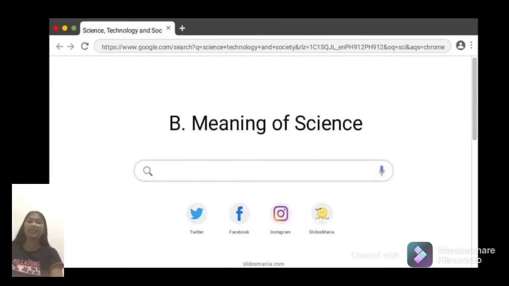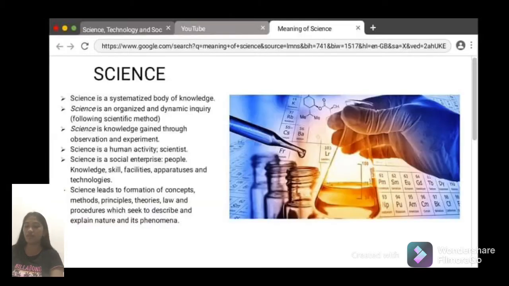B. What is science? So, what is science nga ba? So, sabi dito, science came from the Latin word scientia, which means knowledge. Science is an organized and dynamic inquiry following scientific method. So, sinasabi dito na yung science daw is need ng procedure to follow. Second, science is knowledge gained through observation and experiment.